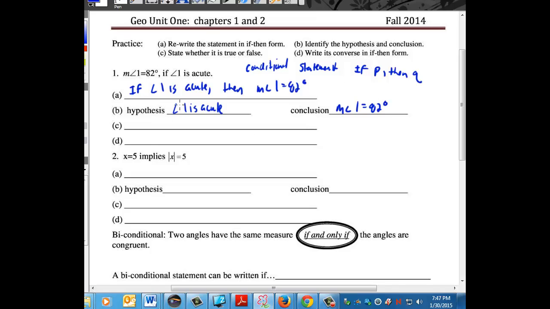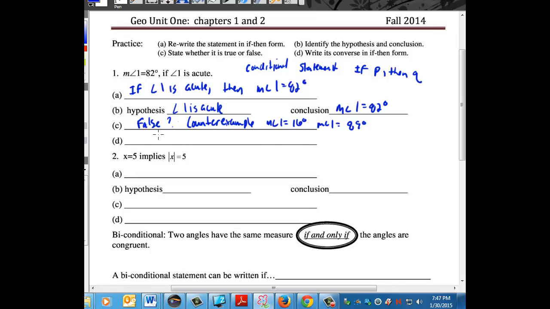Next, we're going to consider the truth value, either true or false. And clearly, hopefully you can tell this is false. And why is it false? Well, our counter example: just because angle 1 is acute does not always mean that angle 1 will be 82 degrees. We could have measure of angle 1 be 16 degrees. We could have measure of angle 1 be 89 degrees. So there are many more measures of angle 1 other than 82 degrees.